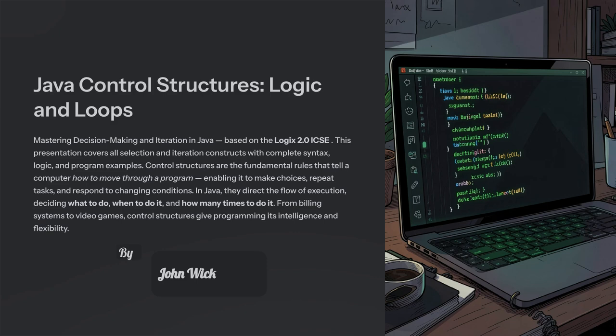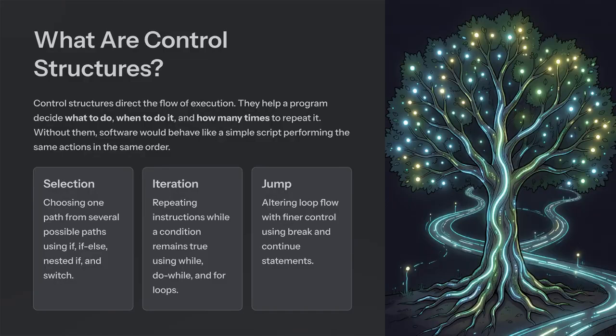Welcome to this video on Java control structures, where we explore the essential logic of decision-making and loops. Control structures allow your programs to make choices and repeat actions, providing the intelligence behind everything, from simple scripts to complex systems. Control structures direct the flow of execution in your code. They enable a program to decide what to do, when to do it, and how many times to repeat a task. This video covers three main types: selection for decision-making, iteration for repetition, and jump statements for flow control.